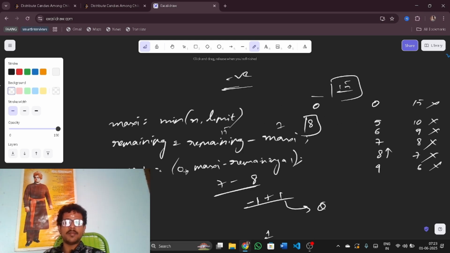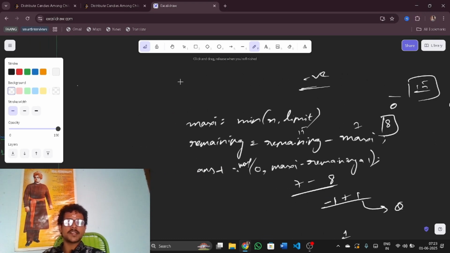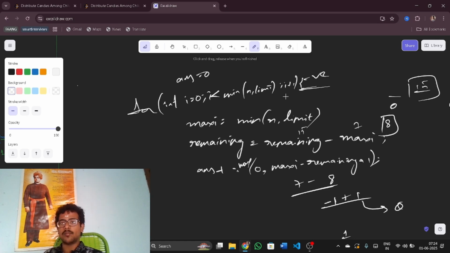So for that case I am taking the maximum of 0 comma maxi minus remaining plus 1. Let me initialize answer equal to 0, for int i equal to 0, i less than minimum of n comma limit, i plus plus. Now I have given i candies to child 1. So remaining will be n minus i. So int remaining will be n minus i. Int max is equal to minimum of n comma limit, and return answer at the end.